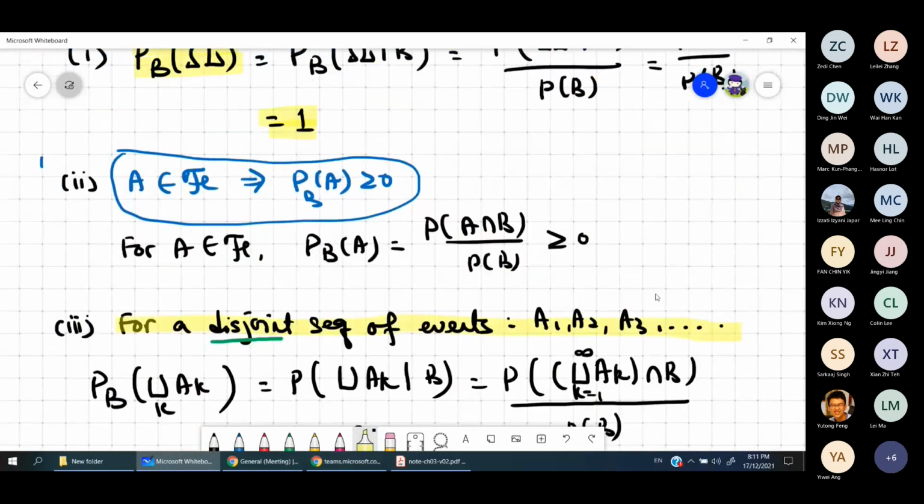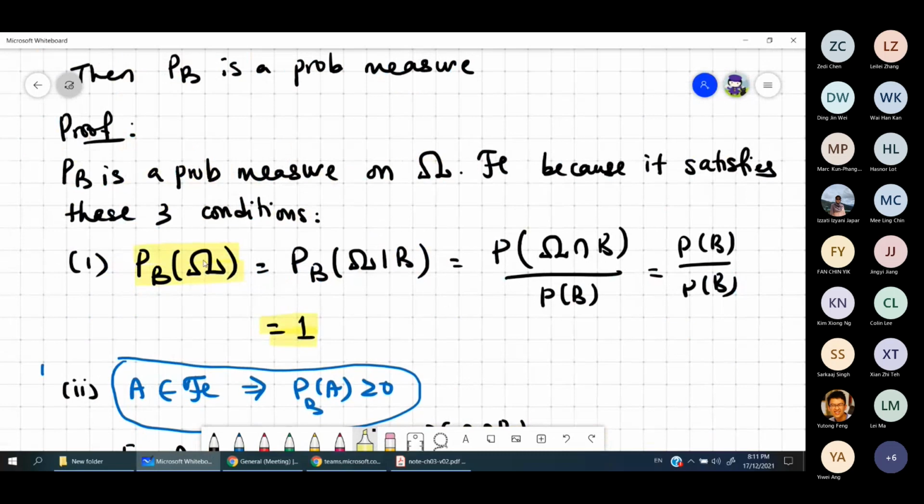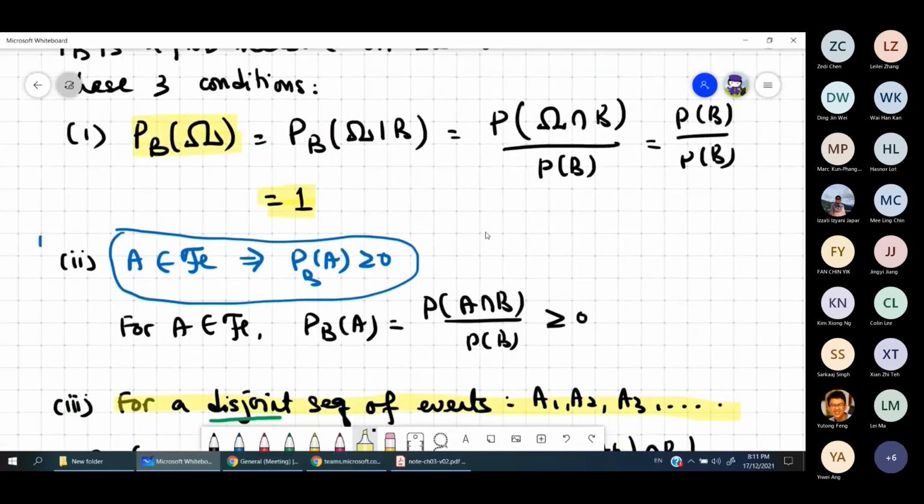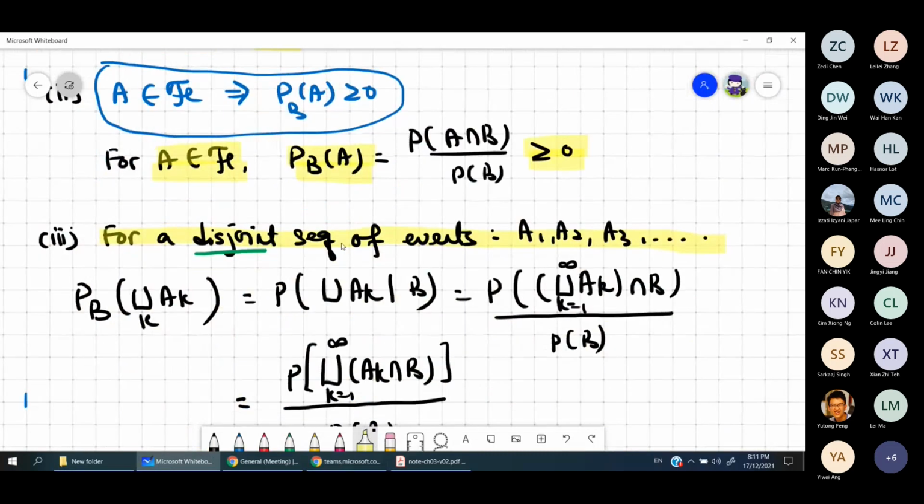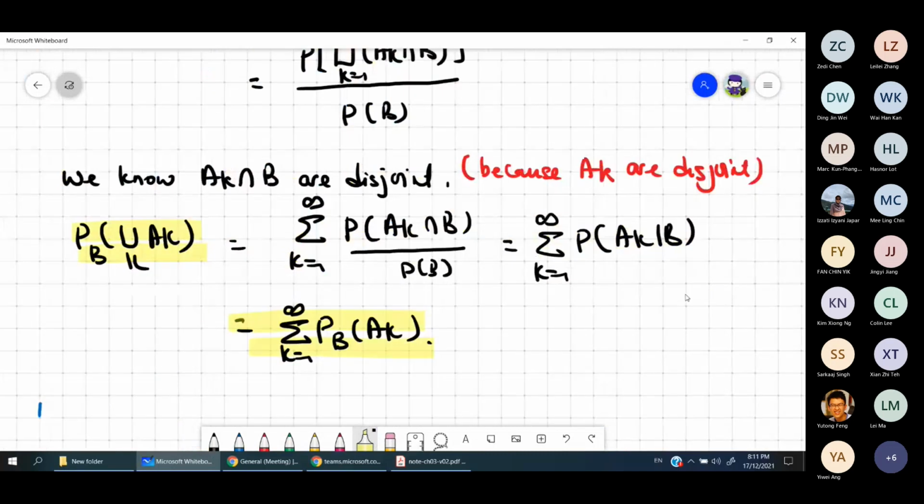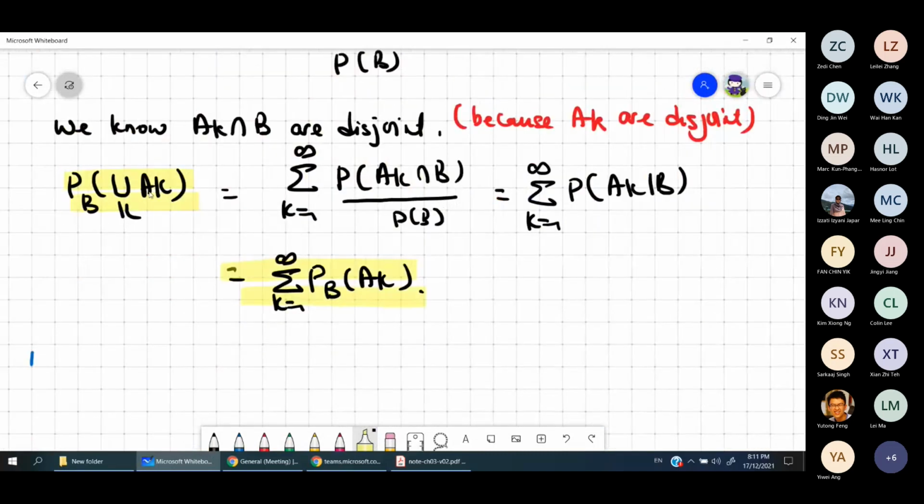So then we come back to here one by one. Number one, P(Ω) equals 1. Number two, whenever A is an event, P(A) is always greater than or equal to 0. This is the keyword in the second axiom. And the keyword for the third axiom will be: for a disjoint sequence of events A_k, then P of the union of A_k, k running from 1 to infinity, must equal the summation of P(A_k).